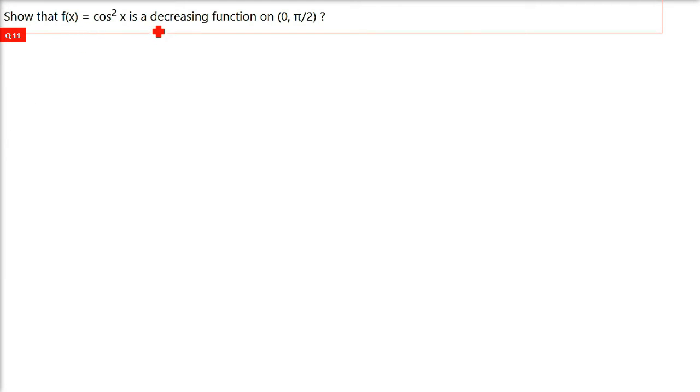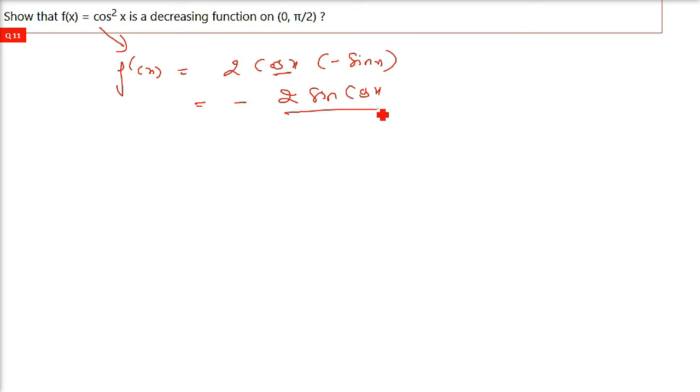Show that f(x) equals cos square x is a decreasing function on 0 to pi by 2. So let us differentiate it first. f dash x is going to be, cos square x will be 2 cos x, and the differentiation of cos x will be minus sin x. So this is going to be minus 2 sin x cos x. So 2 sin x cos x will be sin 2x. So we have minus sin 2x.